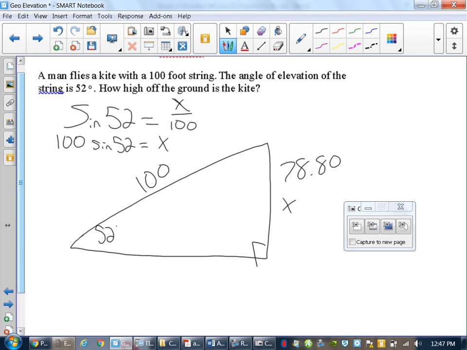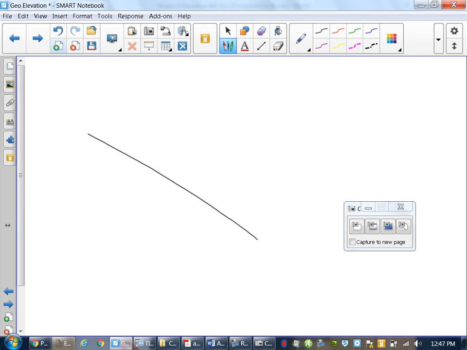I could have drawn it, flying my kite this way if I wanted. It just depends on what side the triangle is. You can fly it this way. You can fly it that way. It's still your angle of elevation. Angle of elevation is still degrees off the horizon. That's it.